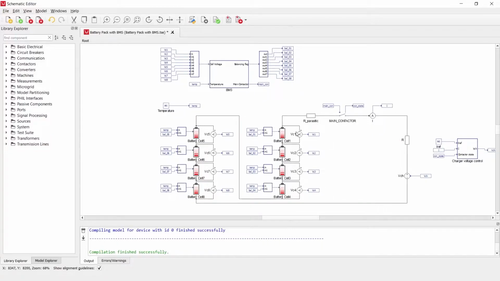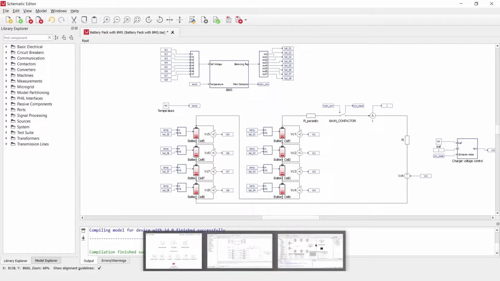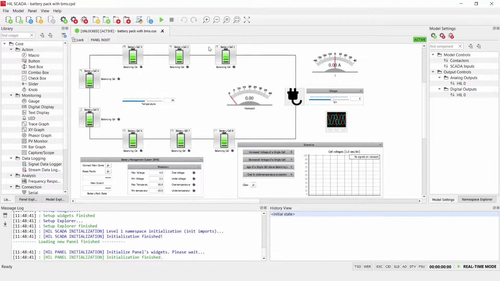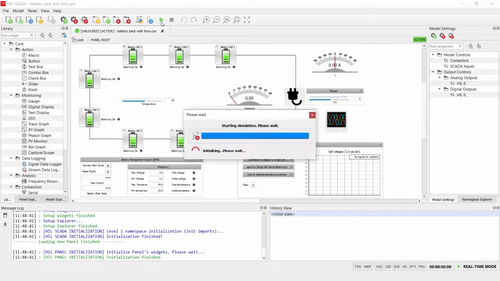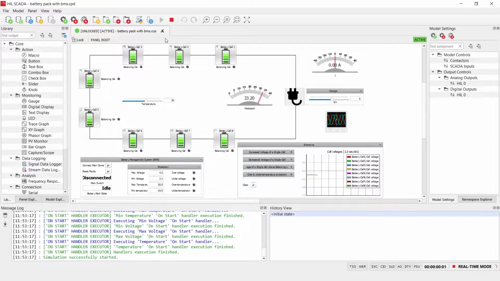So to continue, I will have to start the simulation. I will compile and load the model into HIL SCADA, which I have already done. This opens a SCADA window. This SCADA window is predefined and ready for this example. When I start the simulation, we can see that the voltage of the battery pack is at 33.2 volts.